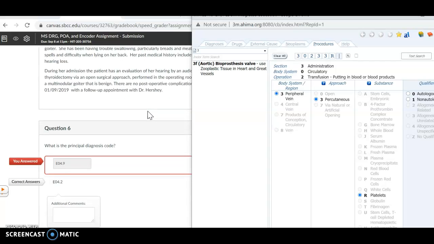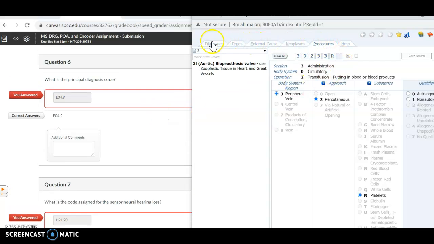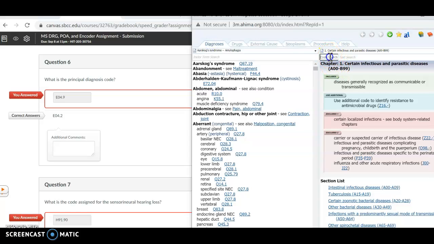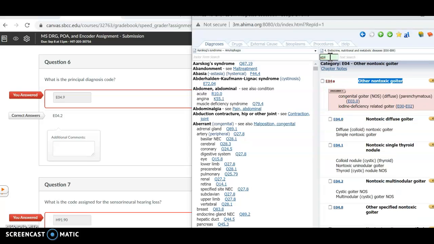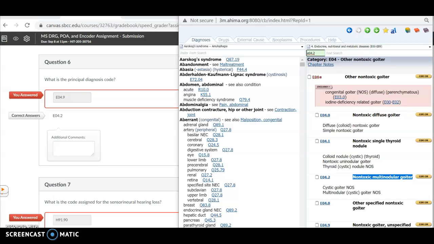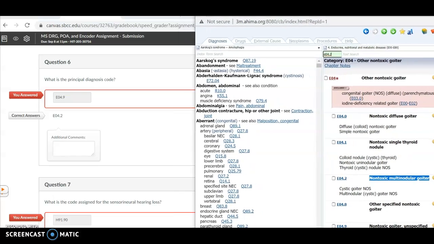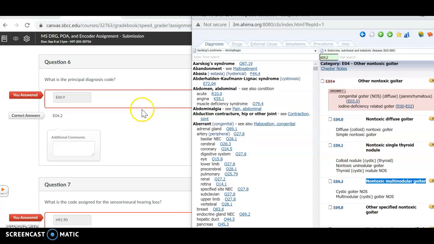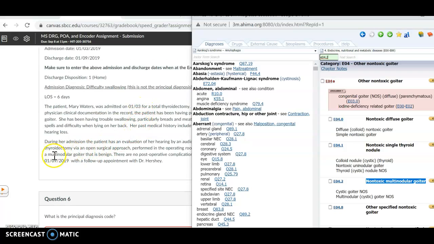And then let's go to the very last one. Go back to diagnoses. And we have E04.2 is the correct answer. This is the non-toxic multinodular goiter, and you just coded unspecified. So keep in mind, we do know it's multinodular. If you look at the documentation, right there, multinodular. So instead of unspecified, you should have coded the E04.2.